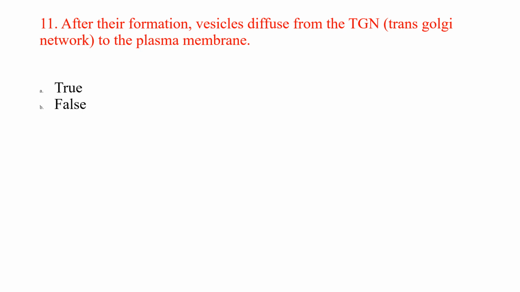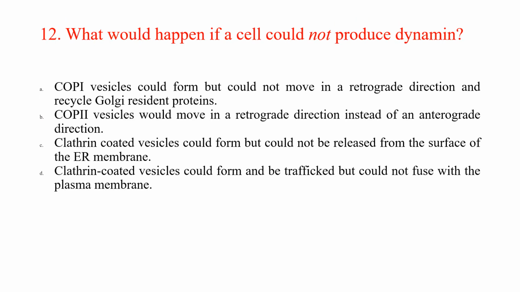11. True or false? After their formation, vesicles diffuse from the trans-Golgi network, or TGN, to the plasma membrane. This is actually false. There are multiple destinations for vesicles once they diffuse from the trans-Golgi network. They can either fuse with the plasma membrane, or they can be secreted, or possibly fuse with lysosomes, different vesicles to form other types of membrane-bound organelles, or simply be placed back into the ER, or possibly back into different cisternae of the Golgi.